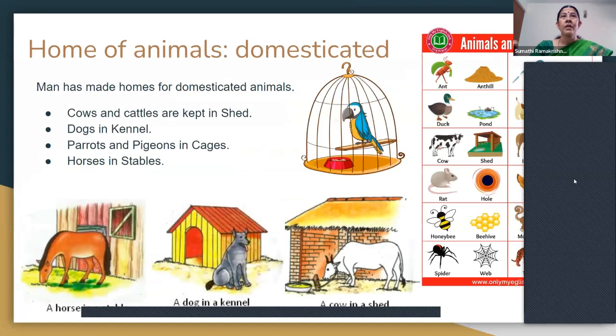When you talk about homes of animals, you simply don't say that a dog lives in a kennel or cow and cattle are kept in a shed. First, you have to start off with how domestication started. So how will you go about it? When you're talking about domestic animals, how will you introduce this topic? When did we actually start to domesticate animals?